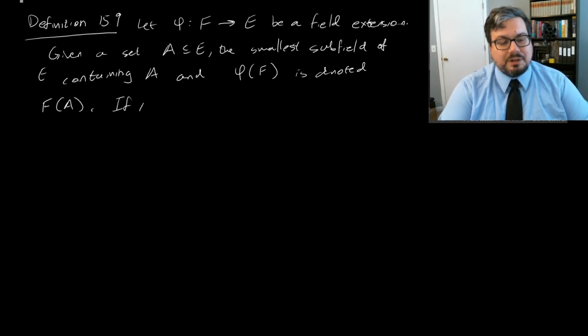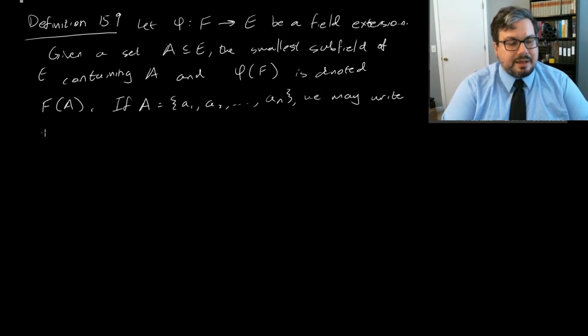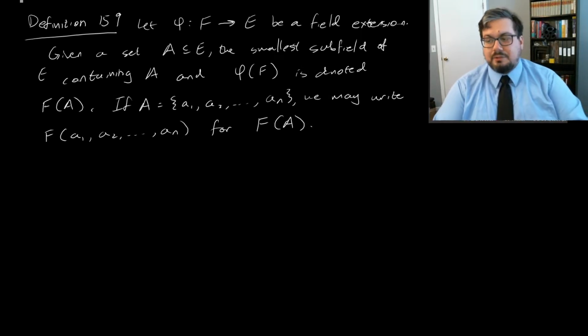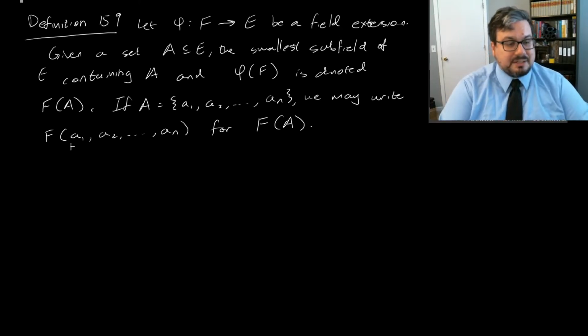Now, most of the time we're dealing with finite sets, so if this A does happen to be a finite set a1 through an, we may write F of a1, a2, etc., up to an, the minimal extension field of F containing a1 through an, for F of A. So the smallest field containing both the image of F and all of these elements a1 through an.